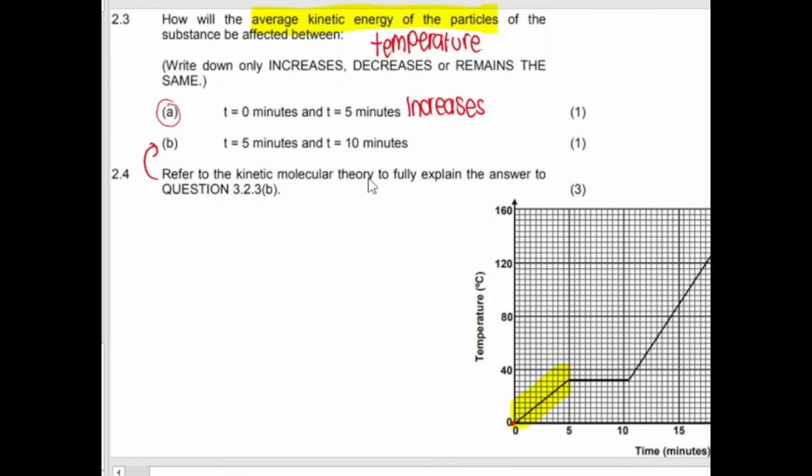Then between 5 and 10 minutes, that's right after the first section that we just spoke about, we can see that the graph is flat. Look at temperature. Temperature is constant over there. So the average kinetic energy of the particles will remain the same. Refer to the kinetic molecular theory to fully explain the answer to question 3.2.3.